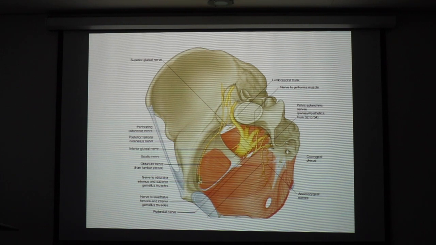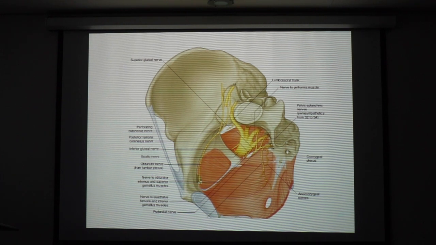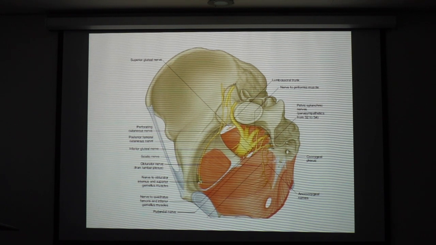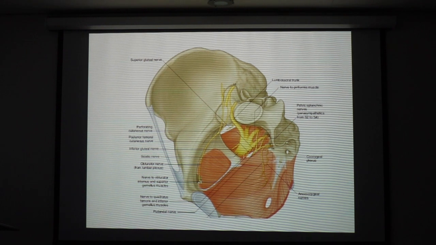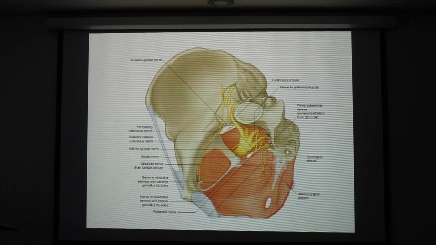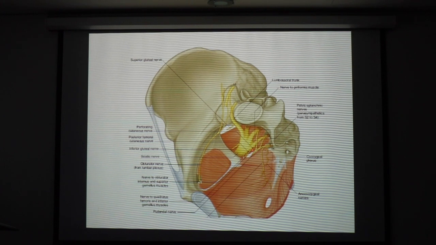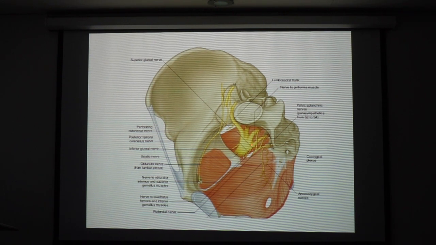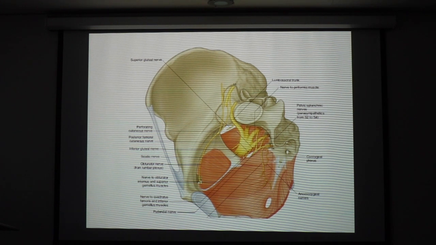Then you can see the inferior gluteal nerve. Can you see this one? And the only nerve which is above the piriformis is the superior gluteal nerve. The rest of them you can see just passing below the piriformis, which includes the nerve to quadratus femoris, nerve to obturator internus, and then you can see the posterior cutaneous nerve of thigh, and then perforating cutaneous is also there. So these are the nerves which you see coming out from the sacral plexus.